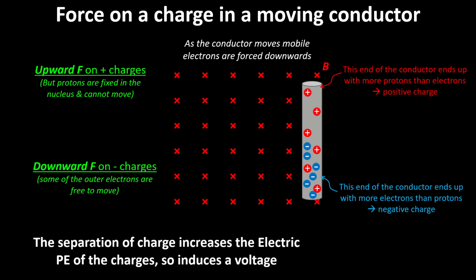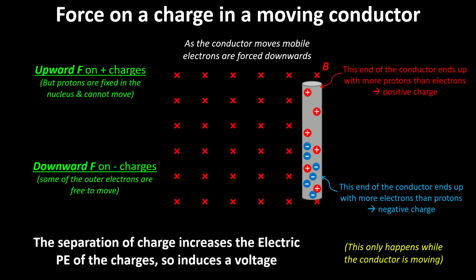Now we had to do work to move those electrons down. A force had to be applied, and they moved a distance. So work has been done. So we've increased the potential energy, in this case the electric potential energy of the charge. And when you give charges energy, that's what a voltage is. So by increasing the electric potential energy of the charge, we've induced a voltage.